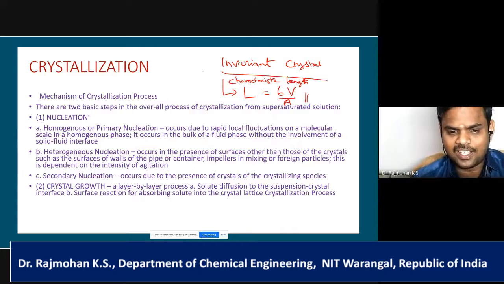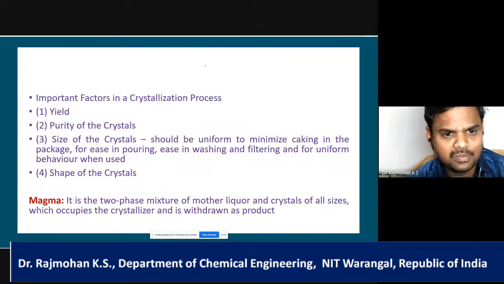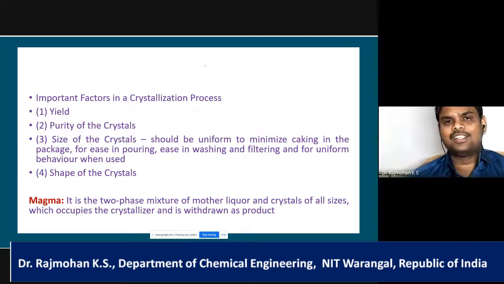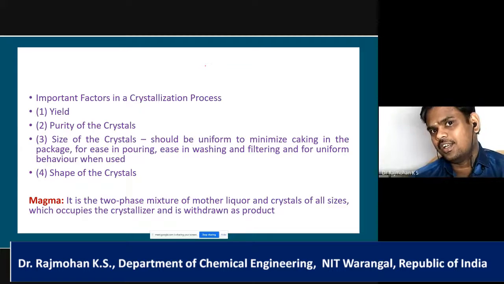The crystal can have different shapes, right? So we should go through the different shapes available. And before that, let us look at the important factors to be considered in a crystallization process. One is yield: how much crystal can be produced for the given amount of feed. Another is the purity of the crystal, whether any foreign particles are present in it or not.